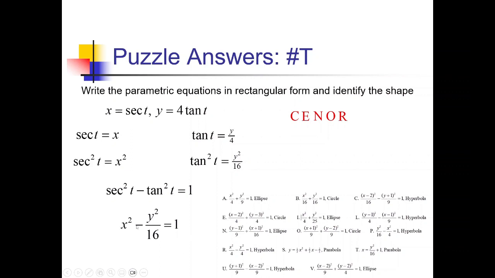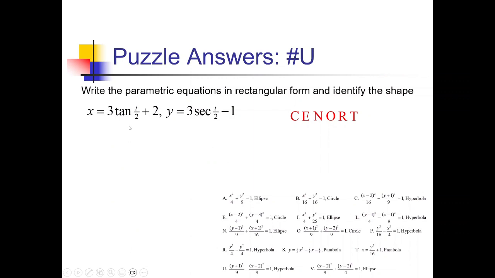I have subtraction and squared terms, so that's going to be a hyperbola. Looking at my answer here, this looks a little bit different than what I have over here, and they said it was a parabola, so definitely not what I'm looking for. So I'm going to keep that letter T.